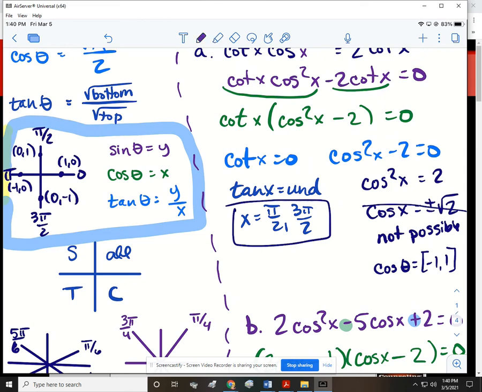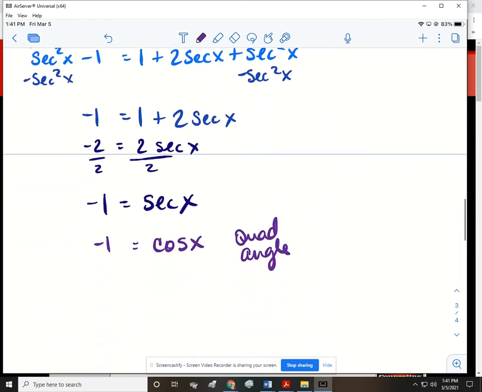All right, so we had that the cosine of x was -1. And so if we're using these quadrant angles for cosine, we're going to use the x coordinate. So we want an x coordinate that is -1, and that happens right here. So our answer should be pi.